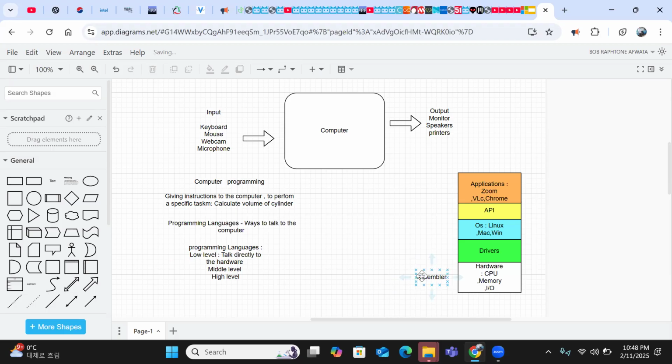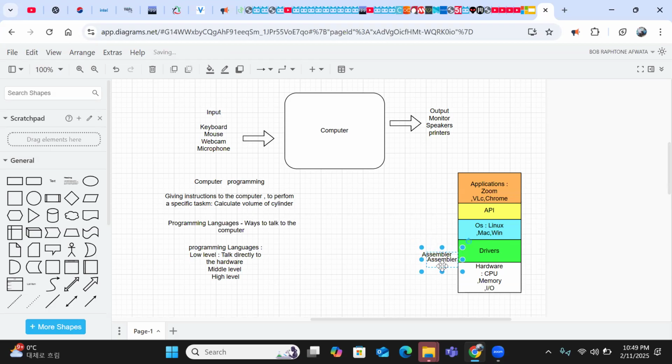So if you write assembler code, then it talks directly to the CPU, GPU, and all that. And actually, these drivers, technically, are made using assembler. Can you see that? Yes. So after that, then there are high-level languages.